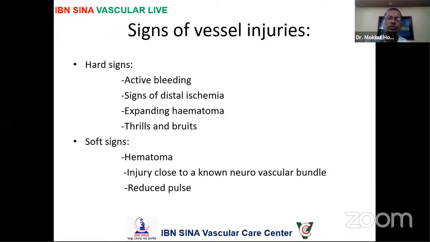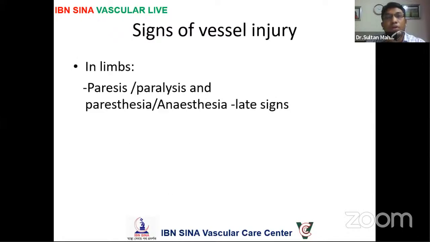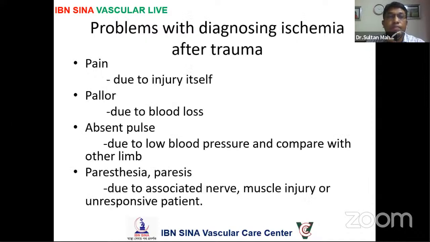Hard signs: active bleeding, signs of distal ischemia, expanding hematoma, thrills and bruits. Soft signs: hematoma, injury close to the known neurovascular bundles, and reduced pulse. In case of late signs of vessel injury: paresthesia or paresis and anesthesia of the limbs.